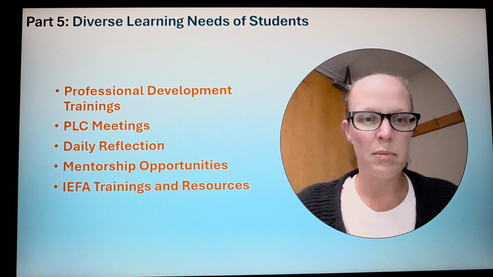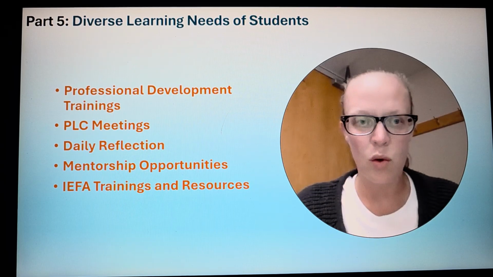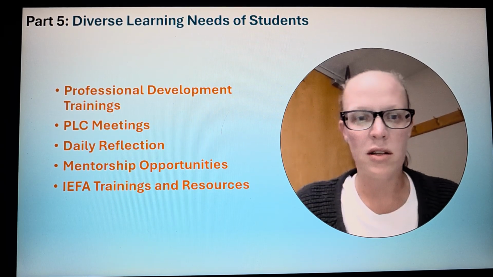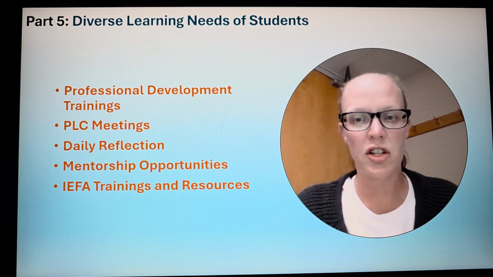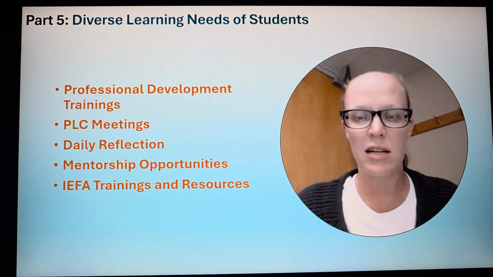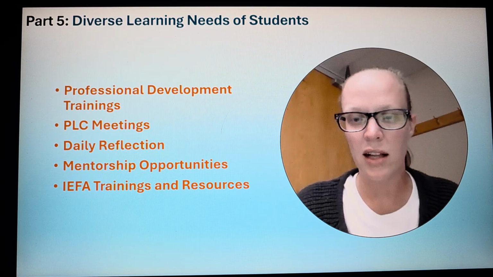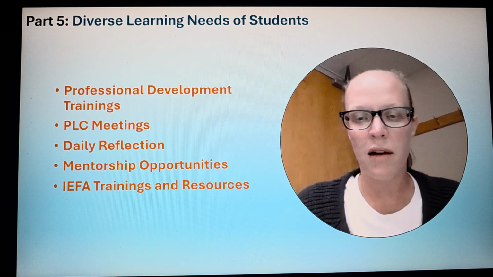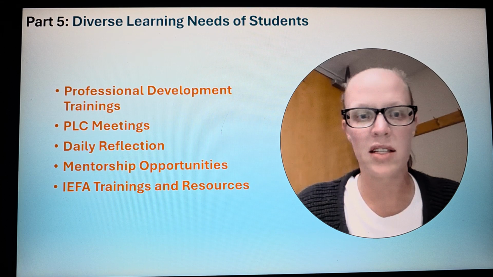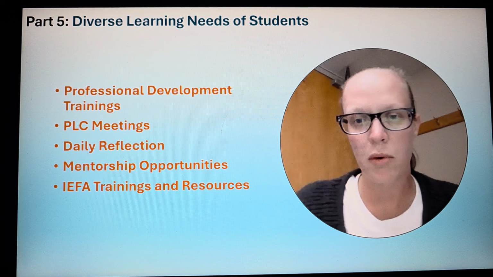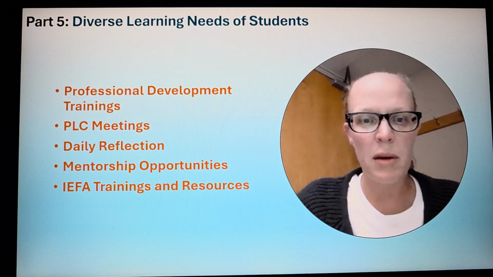I also have PLC meetings with my team at school. They bring in trainers a lot. Also daily reflection, not only self-reflection, but also with my team. I have a team of 4 of us that work in the classroom. So often we do daily reflecting to figure out how we can better serve these kids, and that will still be very important. And then also mentorship opportunities.